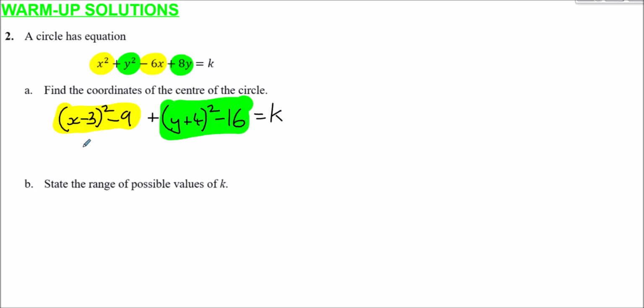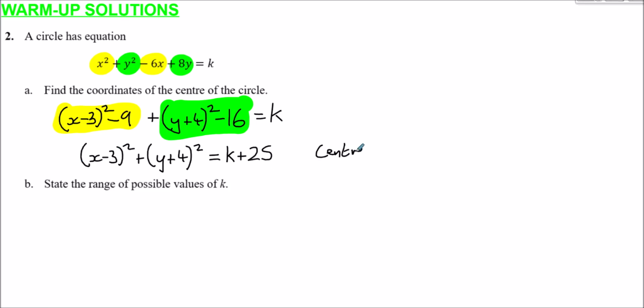Now we may as well just neaten this up a bit. So we have (x − 3)² + (y + 4)². But minus 9 and minus 16 in total is subtracting 25. So we can add 25 to both sides to give k + 25. But the centre of the circle comes from looking at these brackets here.